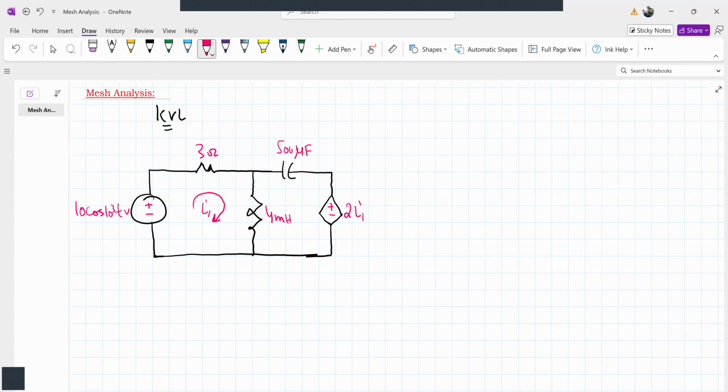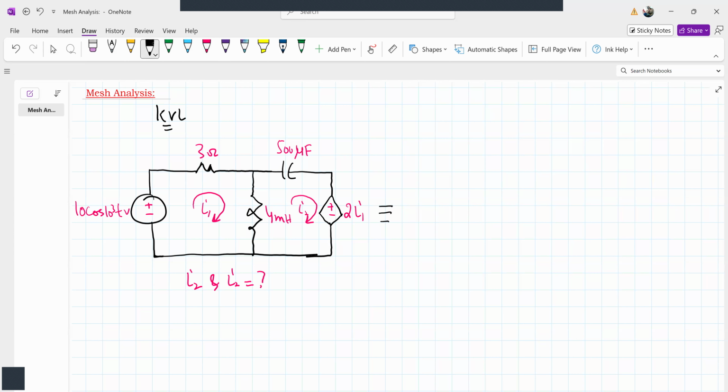Here I1 is the current flowing in this mesh and I2 is flowing in this mesh. Our goal is to find small i1 and small i2. In order to find these, we'll use mesh analysis. But before we apply mesh analysis directly in the time domain, we'll convert the circuit into the frequency domain, or phasor domain.